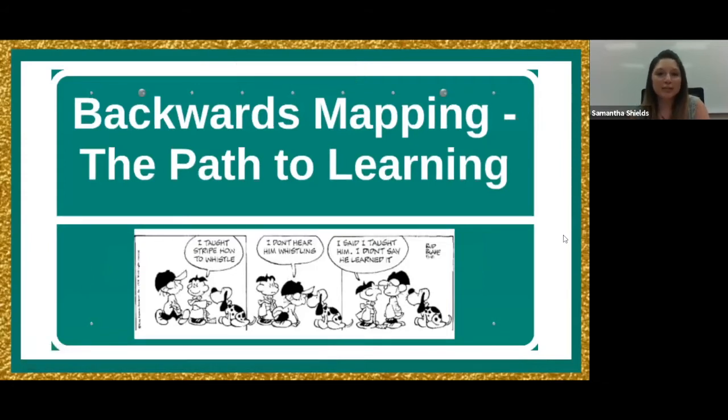So, backwards design: mapping the path to learning. Here it says, I taught Stripe how to whistle. I didn't hear him whistling. I said I taught him. I didn't say he learned it. I want you to think about that for a second and what that means in relation to backwards design. Right here, it's saying he taught it, but he didn't learn it. He's not understanding it. And so this is a good segue into our next slide.